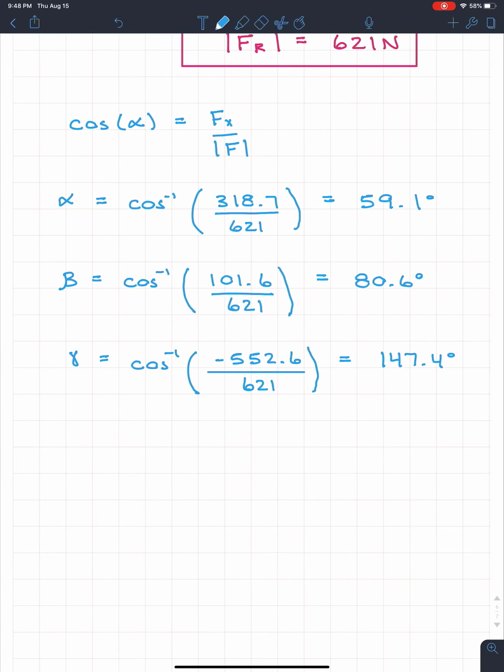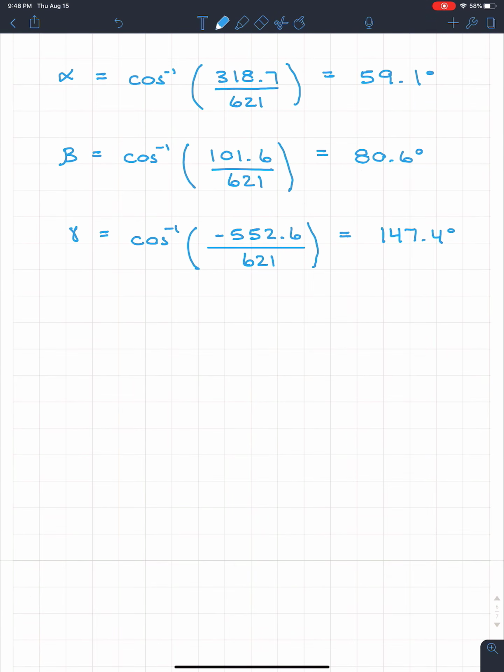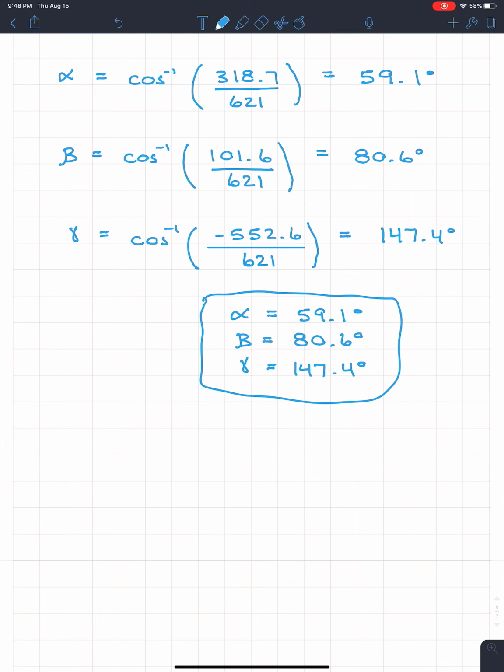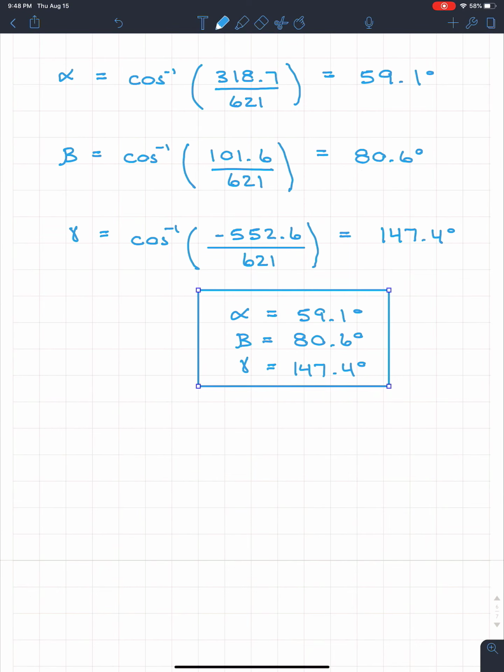Alright. So finally, we've got to state our answers. Alpha is equal to 59.1 degrees. We've got our beta. It's equal to 80.6 degrees. And finally, our gamma is going to be 147.4 degrees. And we're going to show a nice box just to show. Yeah, nice box. All right, jeez. All right, come on, work with me. Don't want to look like a fool. All right, good enough. Perfect. So we boxed our final answers.